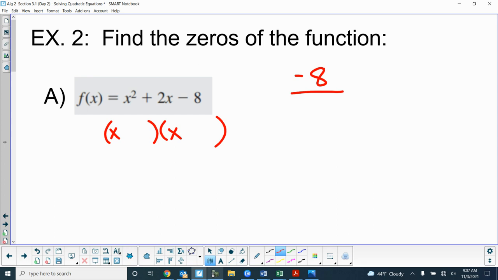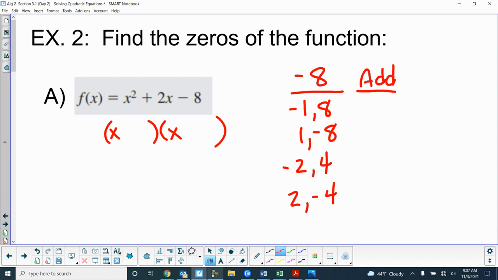All we have to do is look at the C, right? Negative 1 times 8, or positive 1 times negative 8. Negative 2 times 4, or positive 2 times negative 4. When we add those, we get positive 7, negative 7, positive 2, negative 2, right? Look at the B. Which one of these four do I want? Right, Cindy?